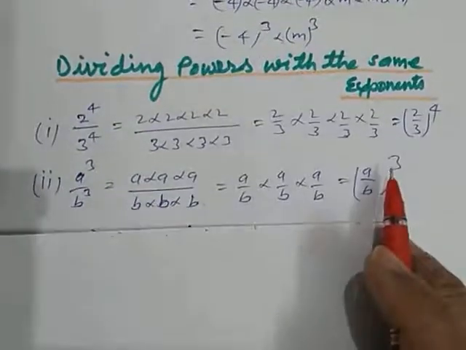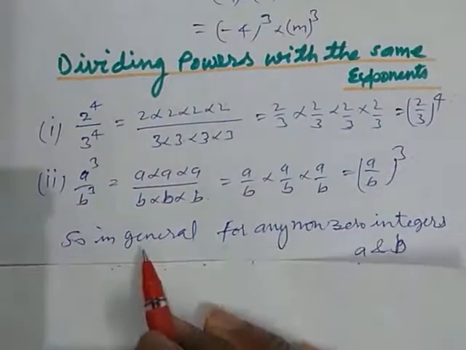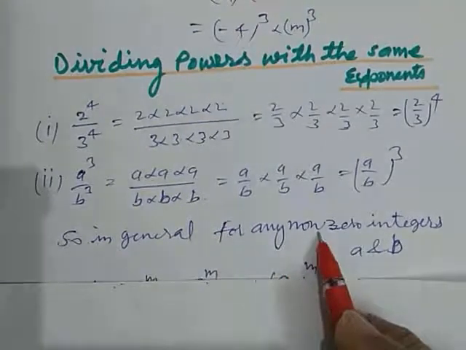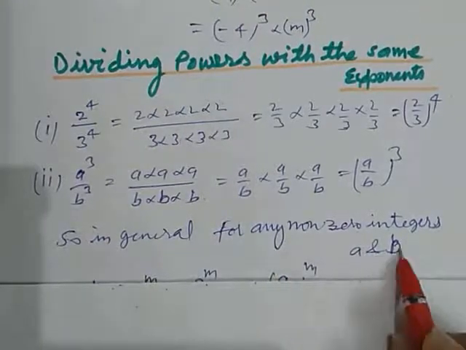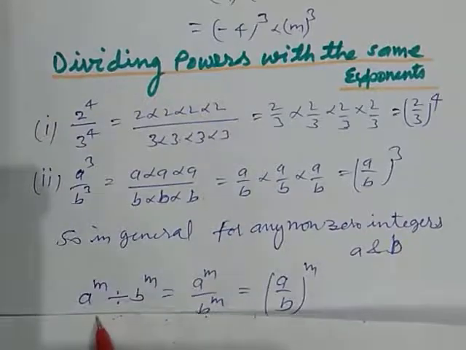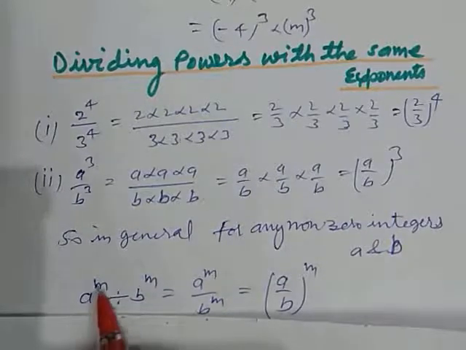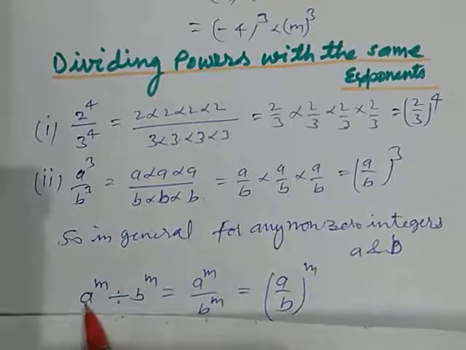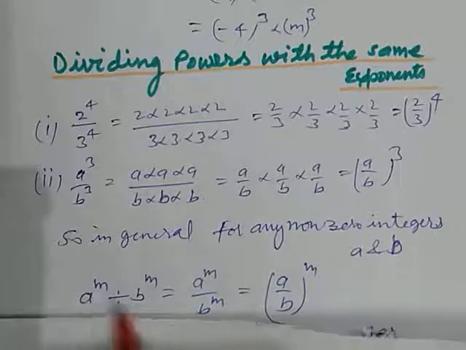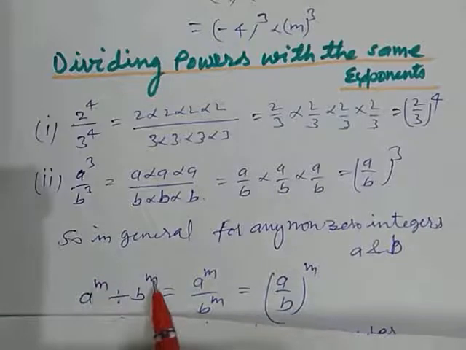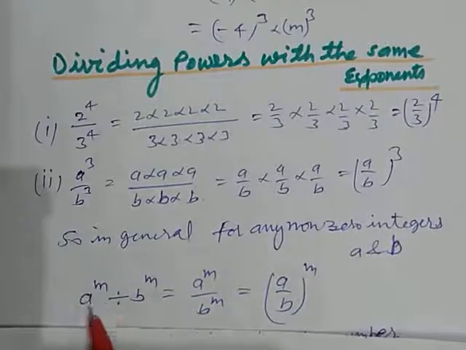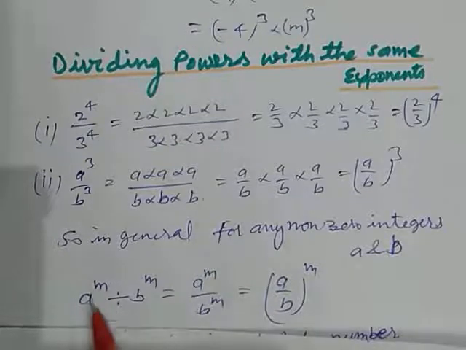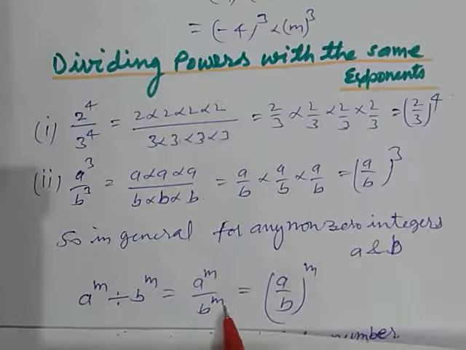So remember this thing. Now we take a general form. In general, for any non-zero integers a and b, we get this rule: a raised to the power m divided by b raised to the power m, where the bases are not the same but the exponents are the same. We just divide them and keep the exponent the same. So this is a to the power m divided by b raised to the power m.